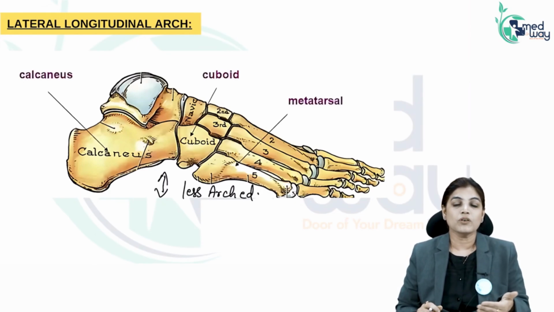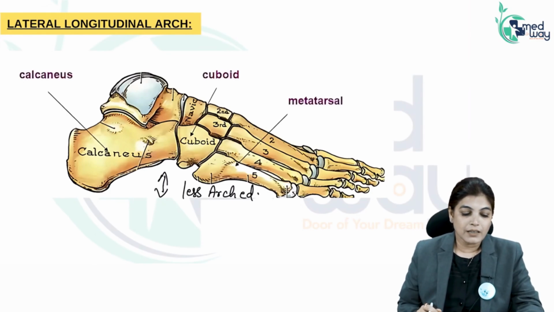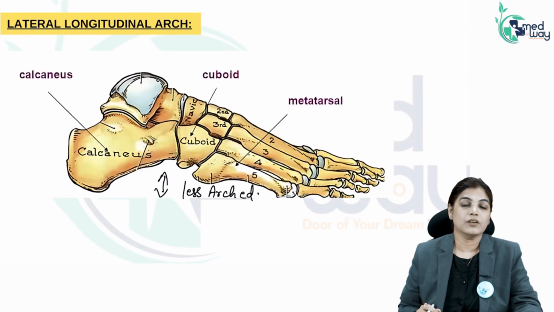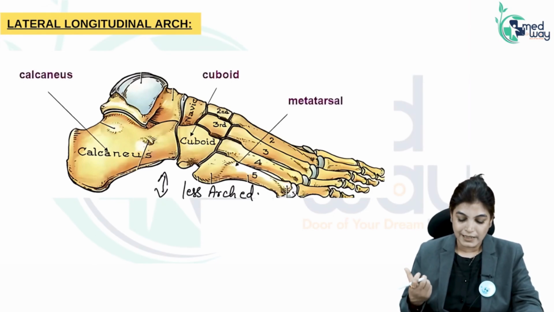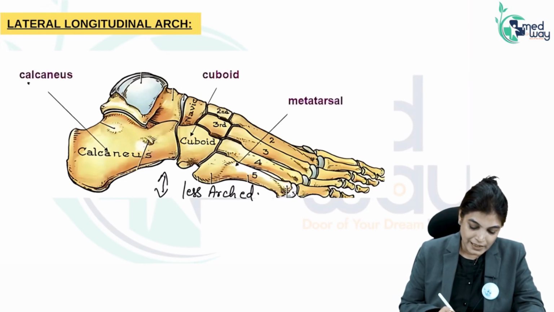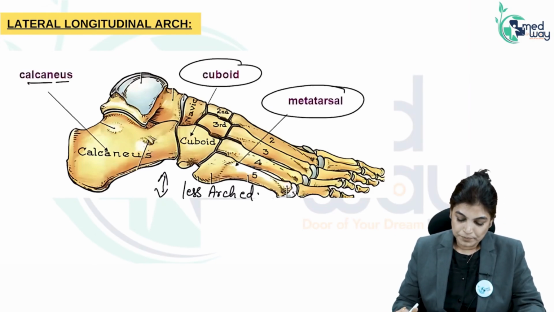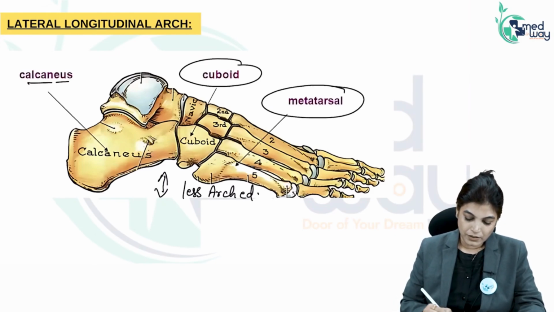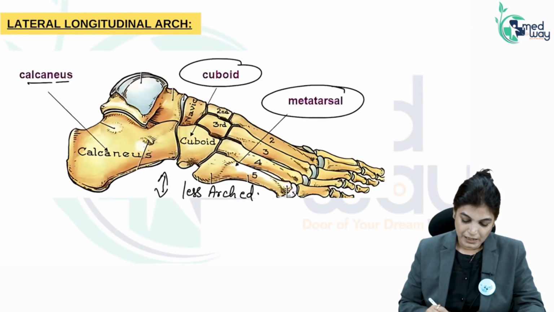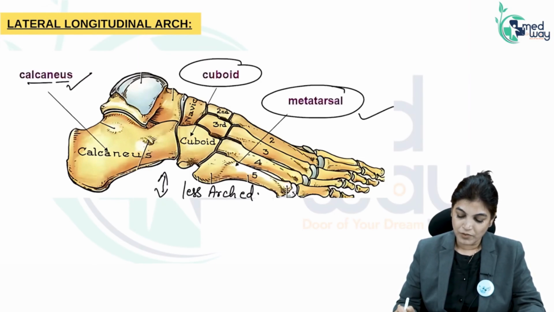And if we talk about flexibility, the flexibility and resilience is given by the medial longitudinal arch, but stability is given by the lateral longitudinal arch. It is formed by the lateral half of calcaneum, the cuboid, and the lateral two metatarsal bones. Here the posterior pillar is formed by the calcaneum bone, and the anterior pillar is formed by the heads of the lateral two metatarsals.